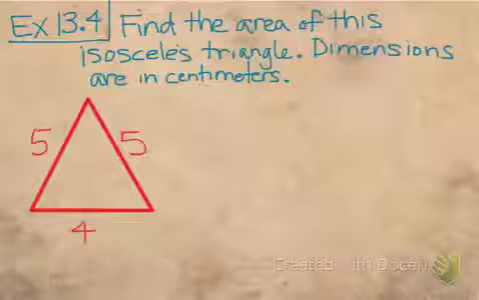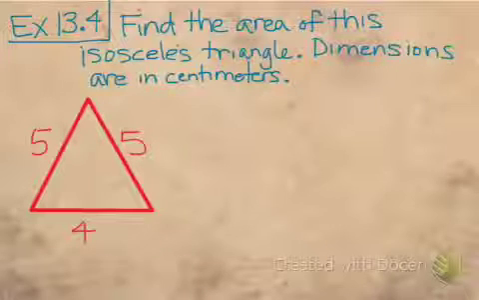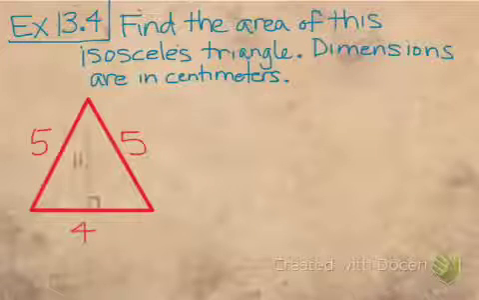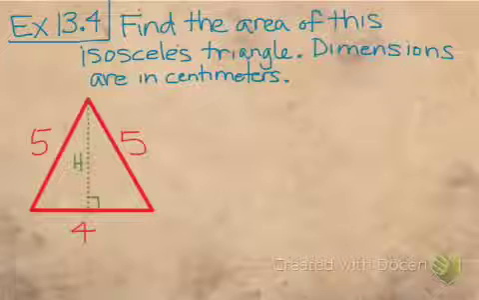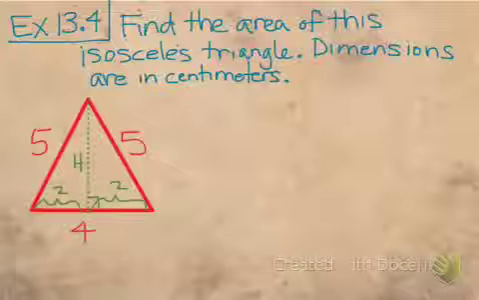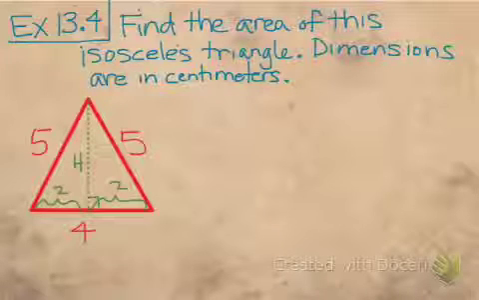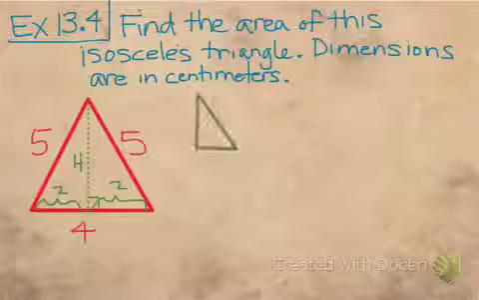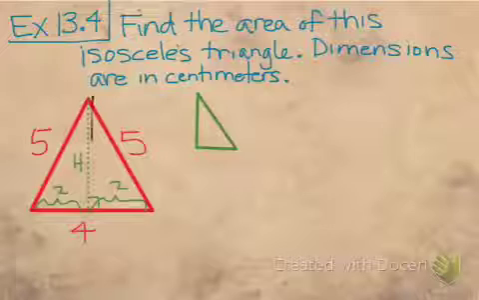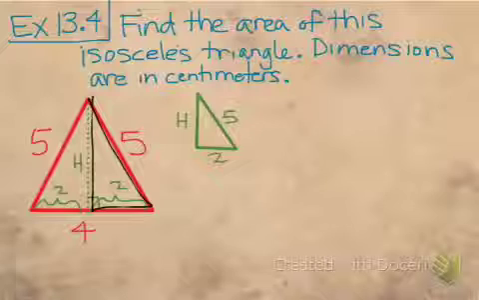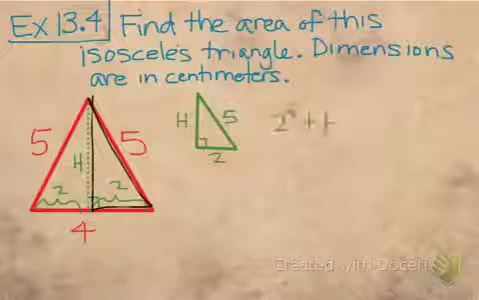Find the area of this isosceles triangle. Dimensions are in centimeters. So we have an isosceles triangle. We're going to draw the median, and we need to figure out the height. So we know it bisects the bottom. So when we draw that, we know it divides it into two equal segments that are 2 and 2. Now we can draw the triangle that's formed, that's right here, and we know it has dimensions 2, h, and 5, and we can use the Pythagorean theorem to solve for h.